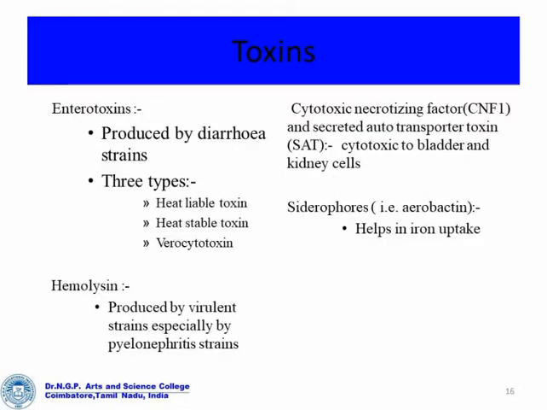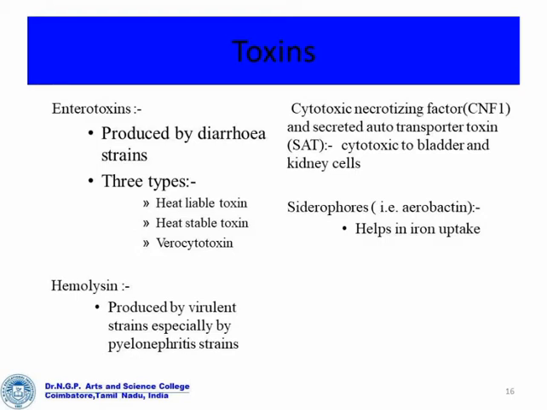And then toxins, the exotoxins secreted by E. coli are of several types. First one, enterotoxins produced by diarrhea strains of E. coli, and it has three types. First one, heat labile toxin, heat stable toxin, and verocytotoxin. And then hemolysin, it is produced most commonly by virulent strains of E.